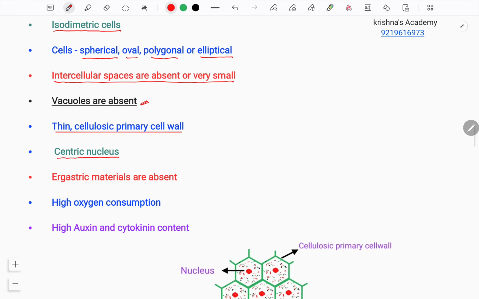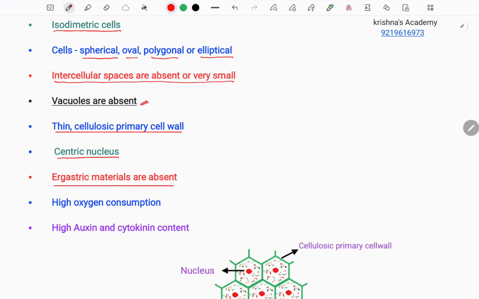Now the next feature, ergastic materials are absent. What are ergastic materials? Waste material. These are the metabolites which are formed during the different metabolic processes and are not useful for the plant body. Such materials are called ergastic materials. And as the cell matures, these ergastic materials get deposited or stored inside the vacuoles. So these are young, regularly dividing cells. That's why ergastic materials are formed very little and get distributed in the newly dividing cells again and again. So ergastic materials are nearly absent.